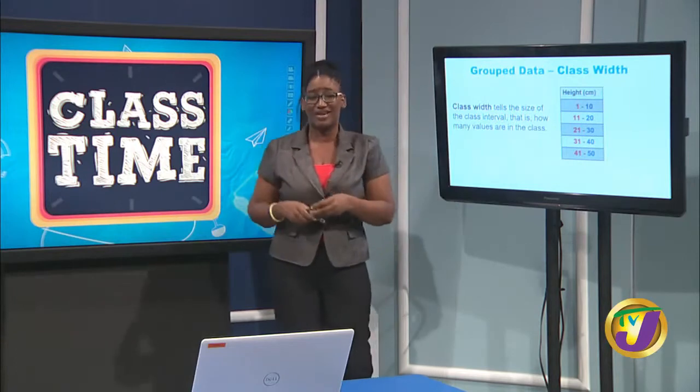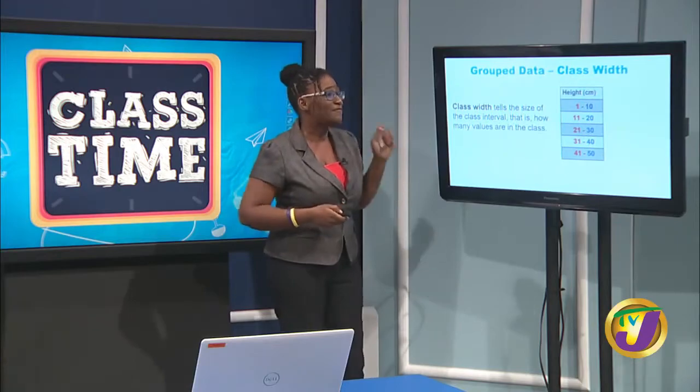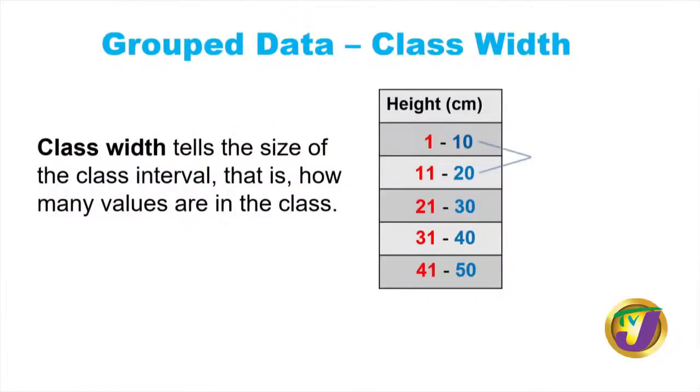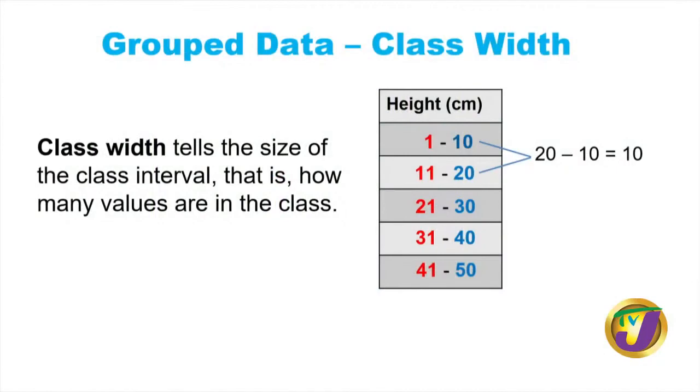But Latoya, I really can't go count on my fingers for everything. There must be an easier way to find the class width. And this is math. There's always an alternative. So let's see what the alternative is. Oh, look here. 20 subtract 10 actually gives us 10. Let's look at the other one. 30 subtract 20 gives us 10. And I'm seeing something here, Latoya, because 11 minus 1 is also 10. Oh my goodness. 21 subtract 11 is also 10.